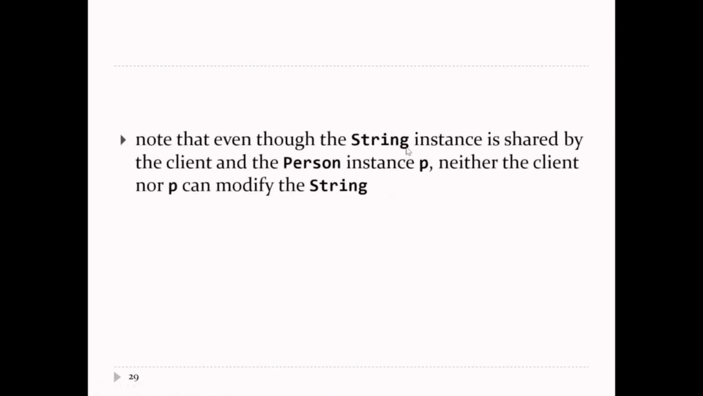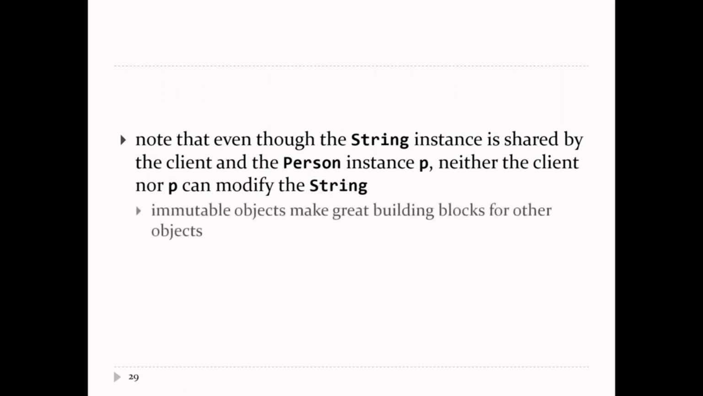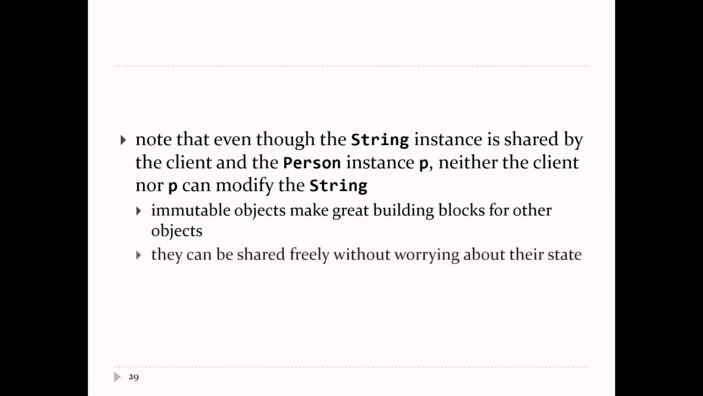Now notice the string object, the name. That's being shared by both the person and the caller. But neither the caller nor the person object can actually modify the string, because the string's immutable. So immutable objects make very good building blocks for other objects. Because their state never changes, you don't really care about ownership anymore. You can freely share that object, no one can change it, so you never have to worry that its state has changed on you.